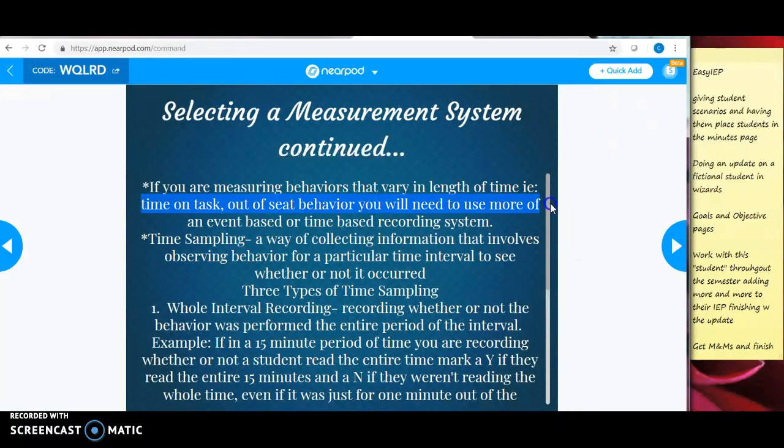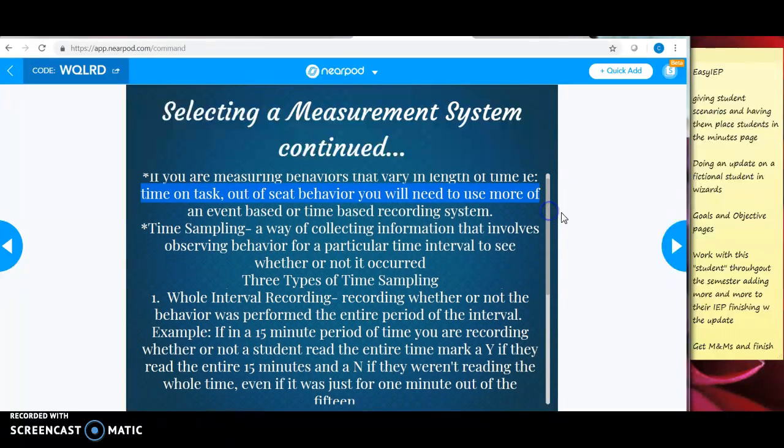Selecting a measurement system, continued. If you are measuring behaviors that vary in length of time, so for example, time on task, out-of-seat behavior, you will need to use more of an event-based or time-based recording system. So time sampling is a way of collecting information that involves observing the behavior for a particular time interval to see whether or not it occurred.